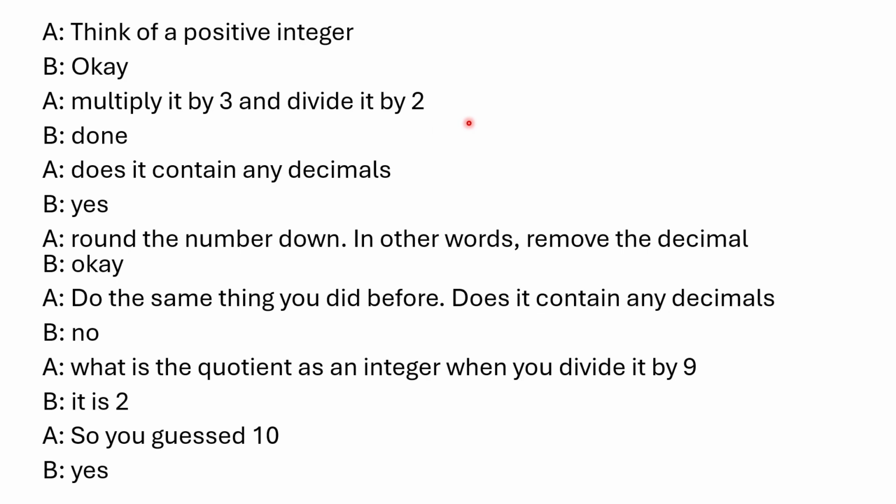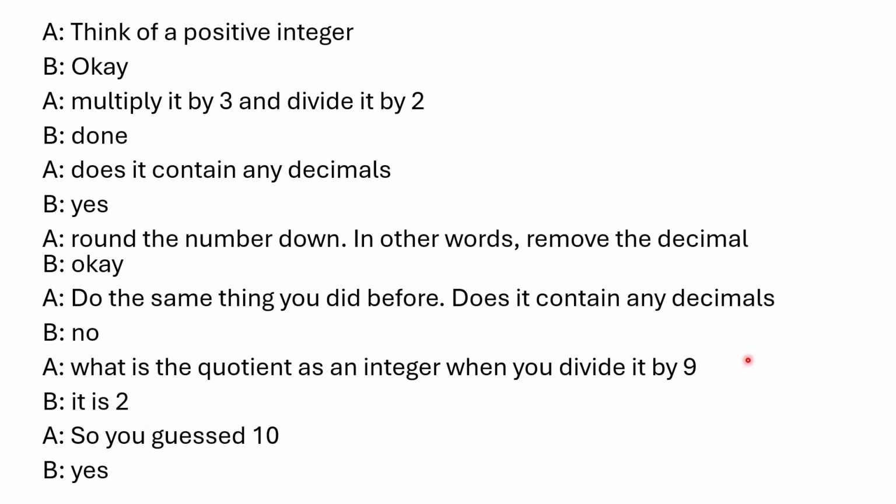So B says okay. And now we remove the decimal, and then A says do the same thing you did before. Does it contain any decimals? So B says no. By "do the same thing that you did before," A is referring to multiplying by 3 and dividing it by 2. And then he also asks the same question. Does it contain any decimals? B says no. A says, what is the quotient as an integer when you divide it by 9? So B says it is 2.